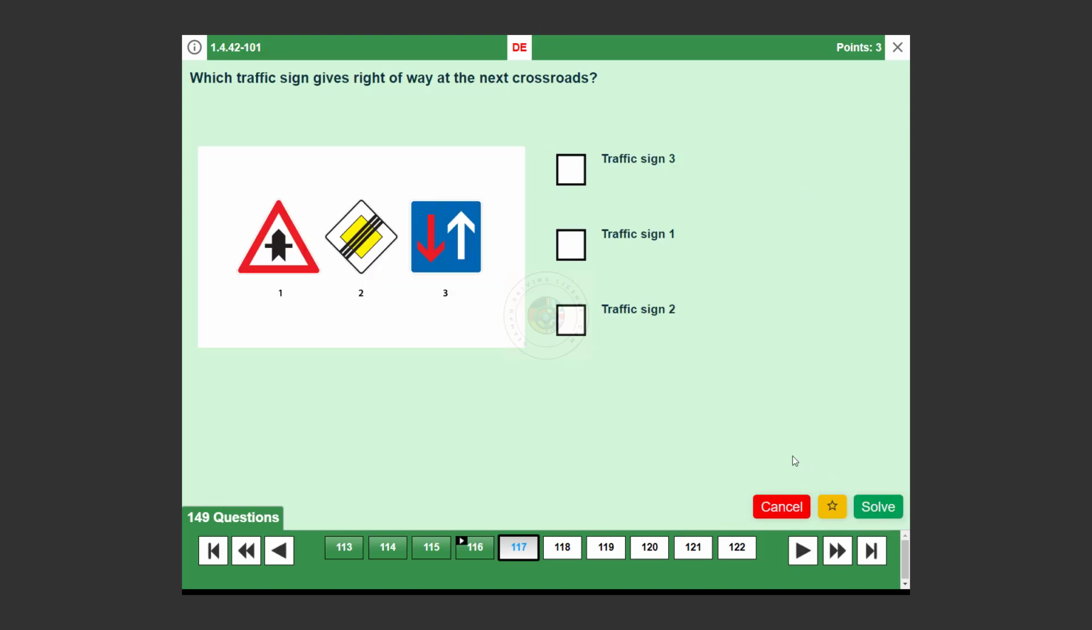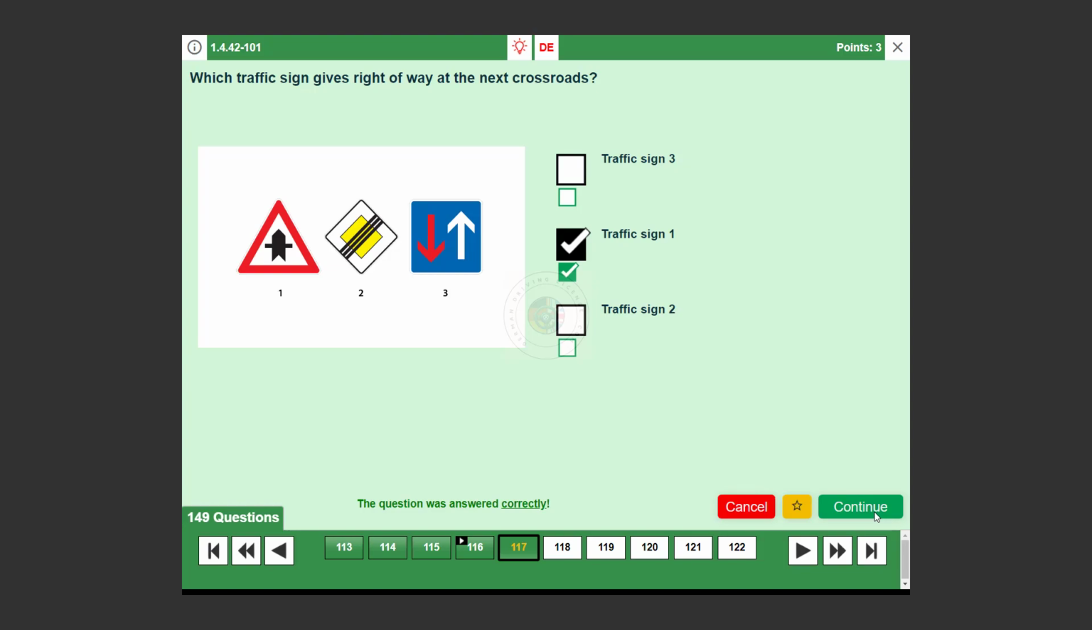Question number 117. Which traffic sign gives right of way at the next crossroads? Traffic sign 2. False. This sign indicates end of priority road, not right of way. Traffic sign 3. False. This sign signals priority over oncoming traffic in a bottleneck, not right of way. Traffic sign 1. True. Traffic sign 1 indicates that right of way exists at the next intersection or junction.